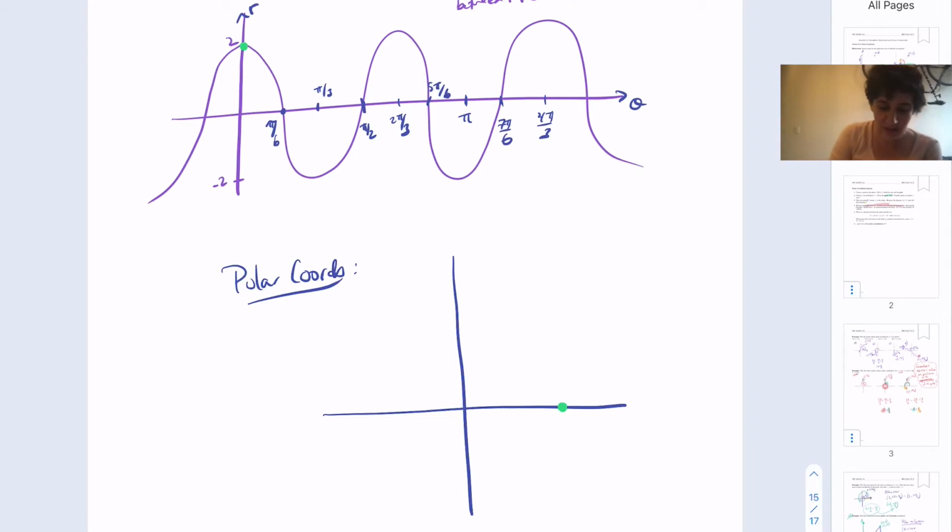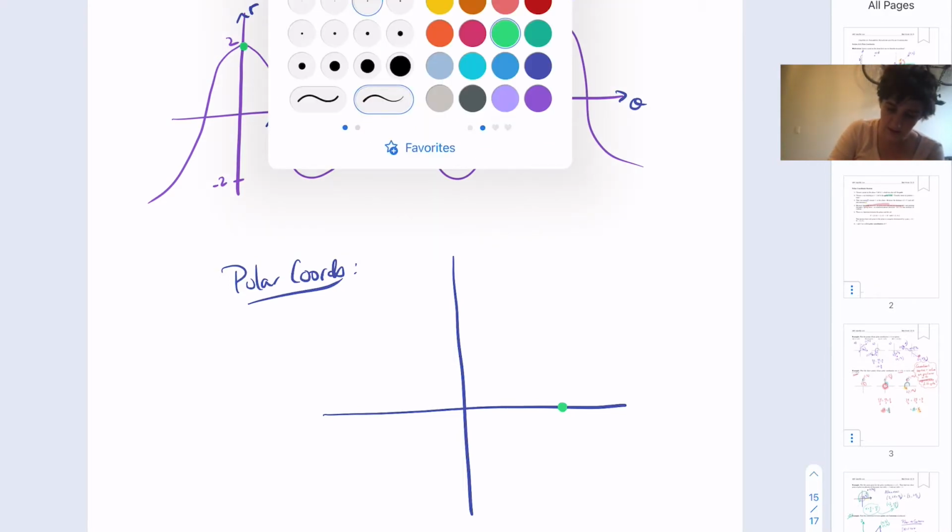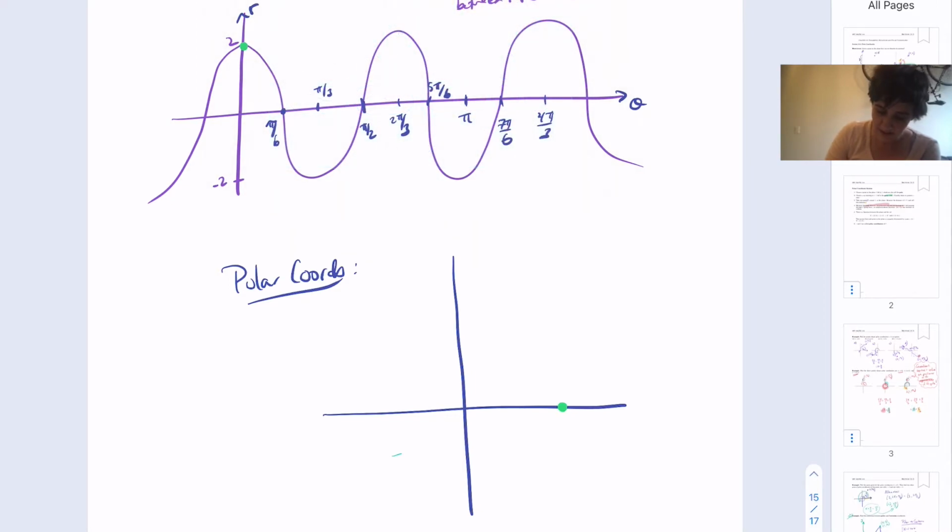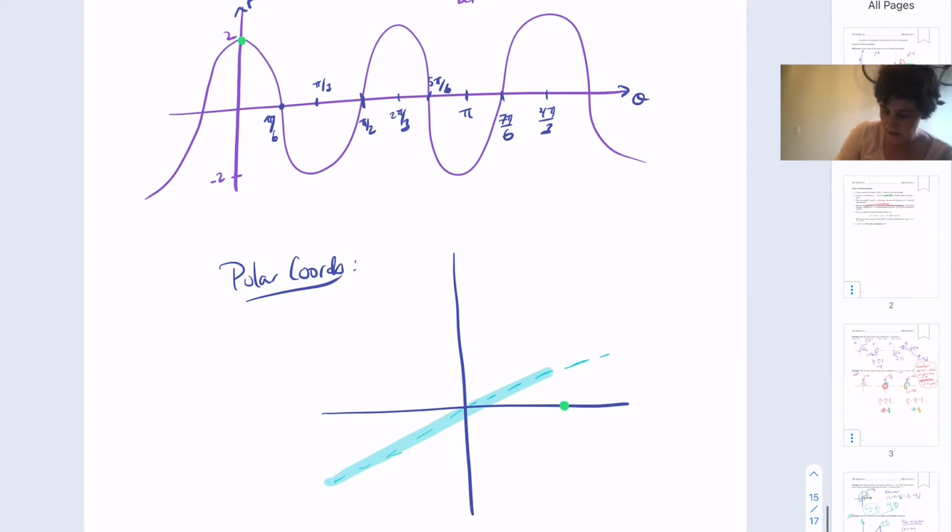Great. Okay. When theta is equal to pi over 6, that's this ray. We're sweeping out, and then we get this point, pi over 6, back at the origin. Okay? And so we've got this action happening here. That maybe shouldn't be actually touching the ray, but that's okay.